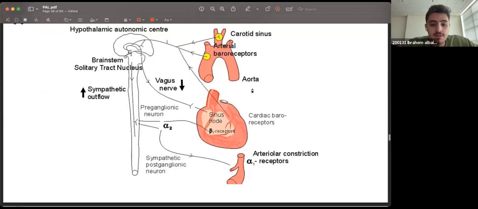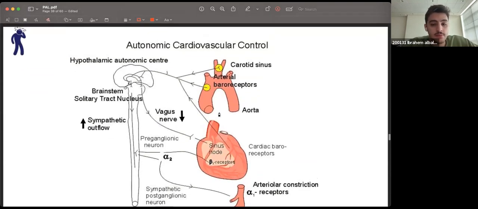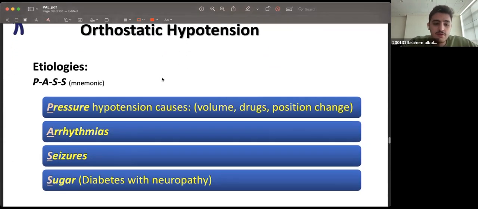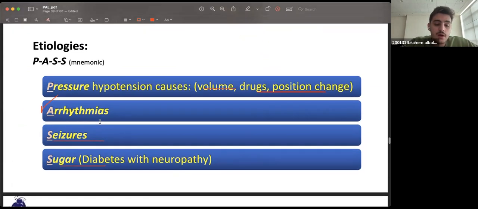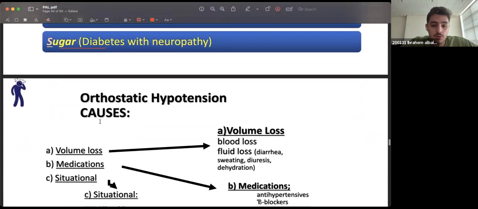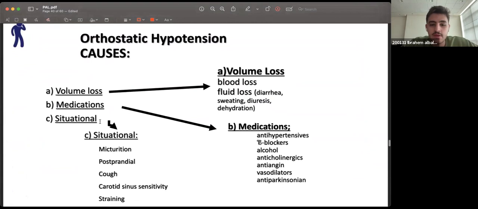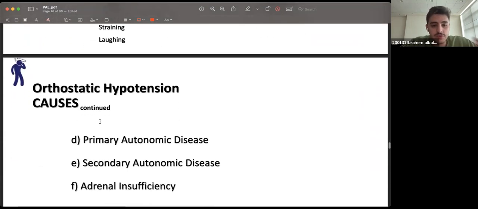You have your autonomic system, which coordinates the blood pressure. If you don't have enough blood pressure, the patient will be lightheaded. That's the premise of it. These are the causes. So if the patient had arrhythmia, or he had a volume problem, or he's taking drugs, if he had seizures, or if he had diabetes of some sort, so he does not have glucose, so he'll be lightheaded. And these are differentials for vertigo.